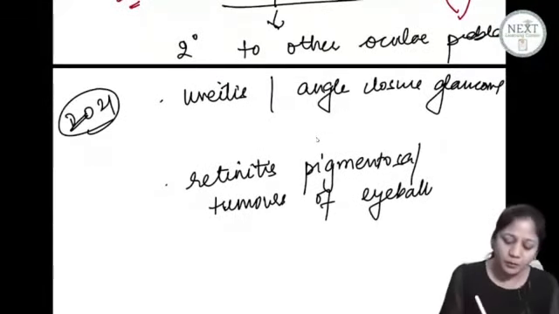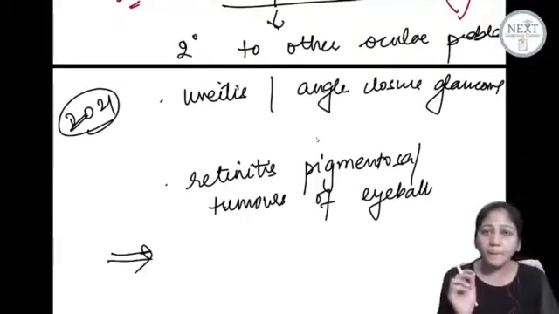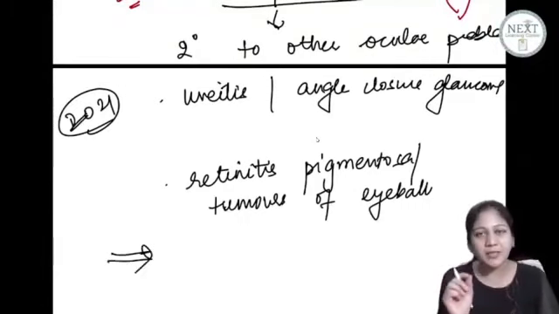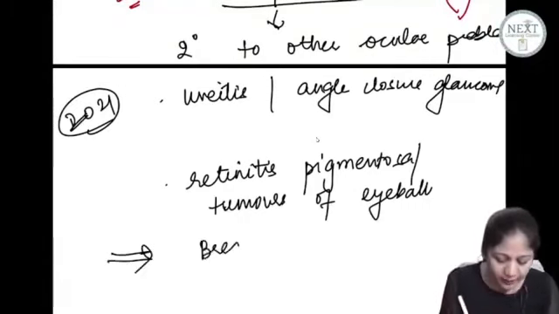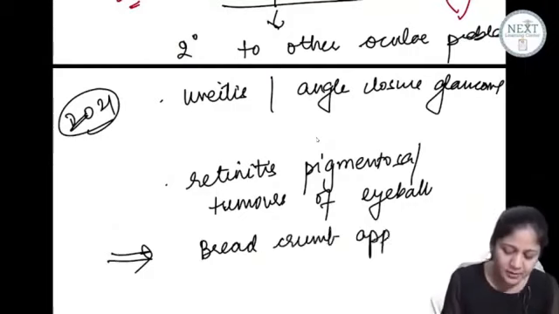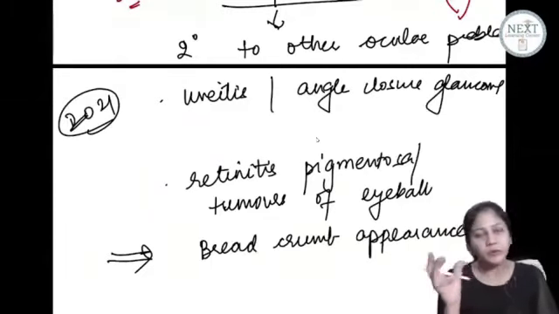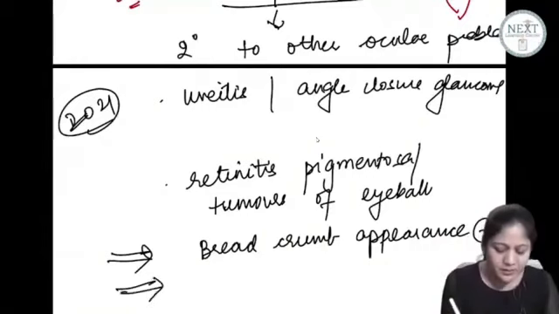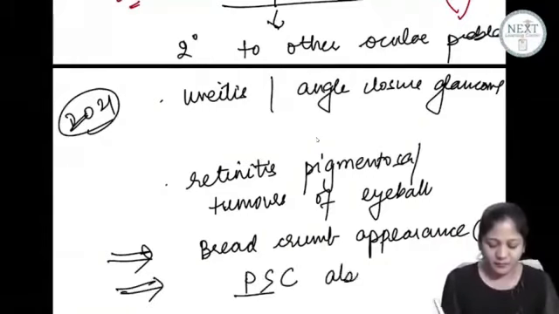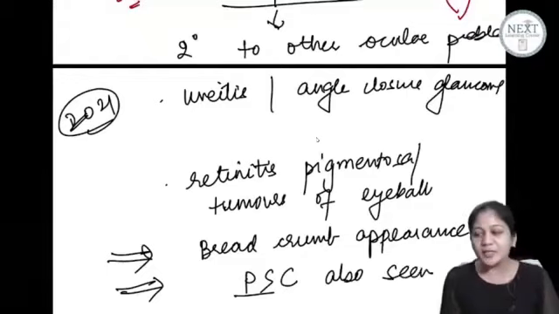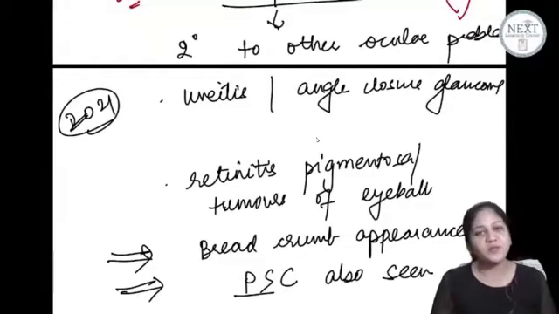Now, most of the times you see a polychromatic lustre, but you can also see a breadcrumb appearance. A breadcrumb appearance can also be seen. You can also see an appearance which is like a crumb of bread. Sometimes these cataracts are also PSCs. What is PSC? Posterior subcapsular cataract.